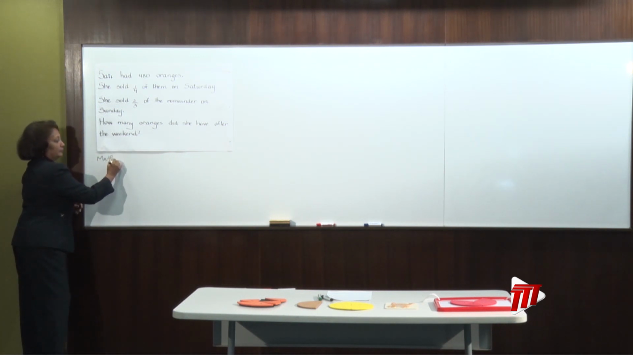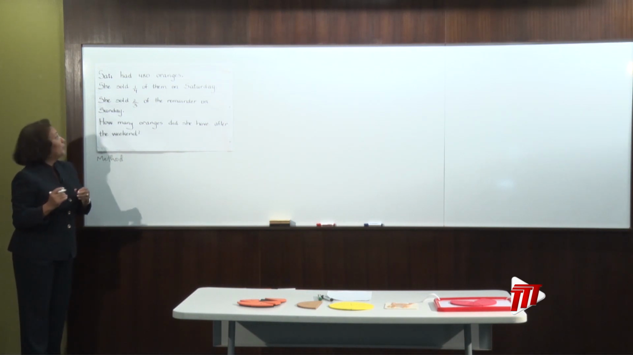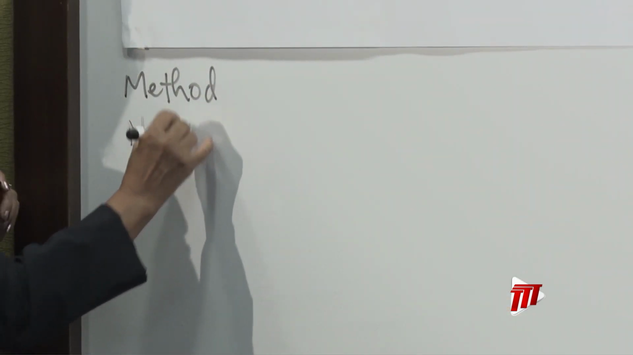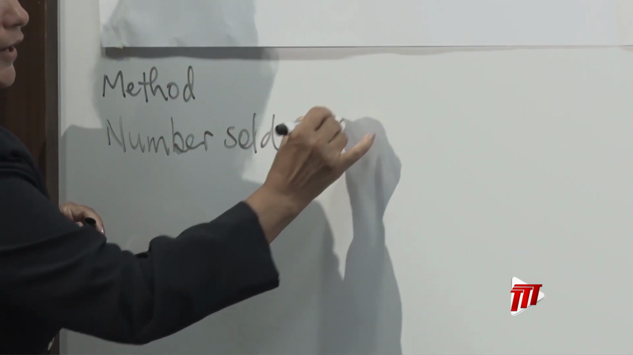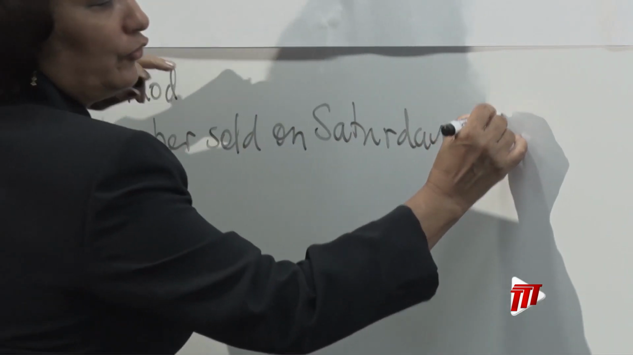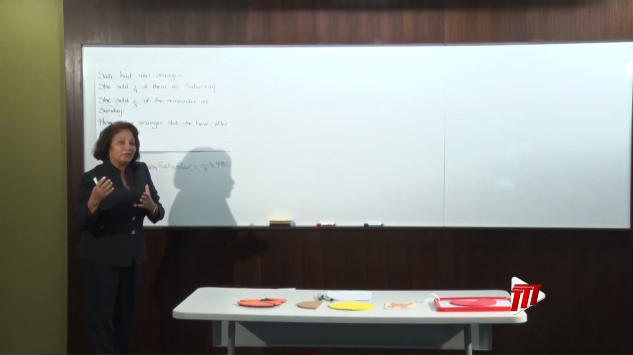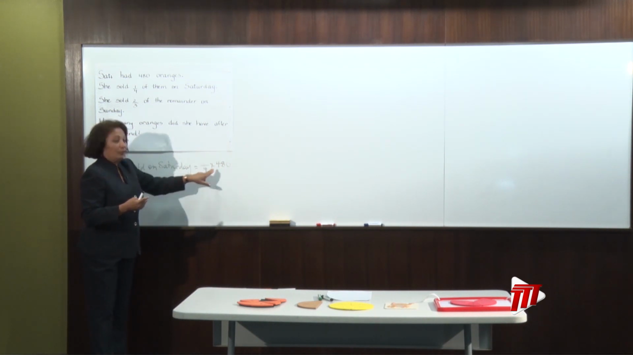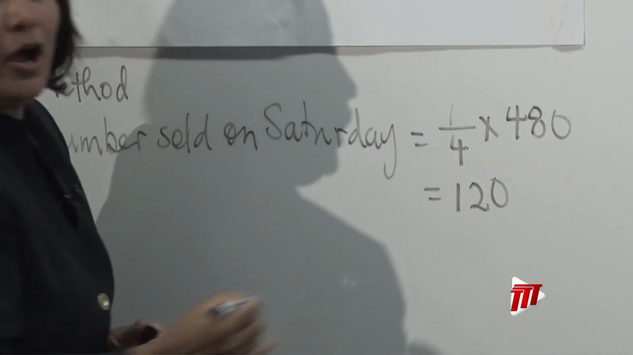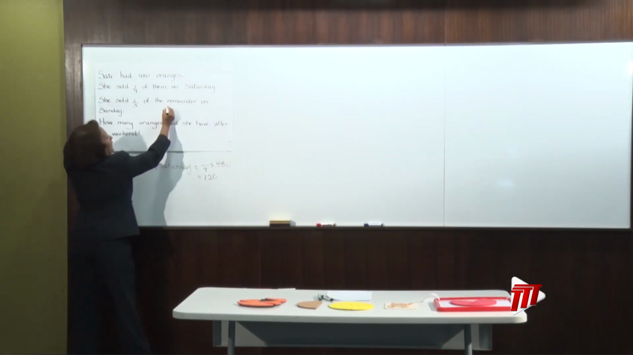So the first method involves working the question with a bunch of numbers. We could convert each step into a number. So Sati started with 480 oranges. The number sold on Saturday was a quarter of the 480. So I would take a quarter multiplied by 480, and we could do that using our mental math. 4 into 48 would be 12, so 4 into 480 would be 120. So 120 oranges were sold on Saturday. After 120 oranges were sold, we talk about the remainder.